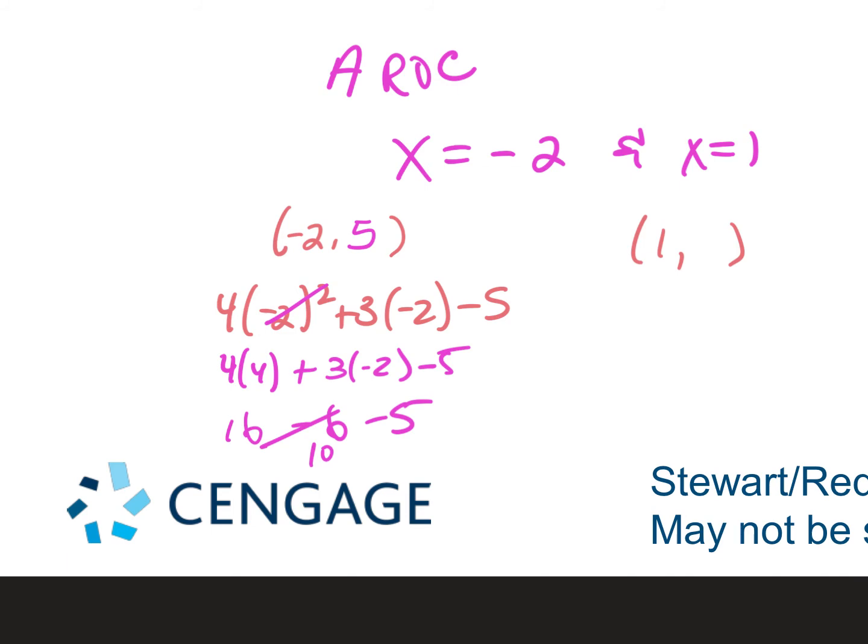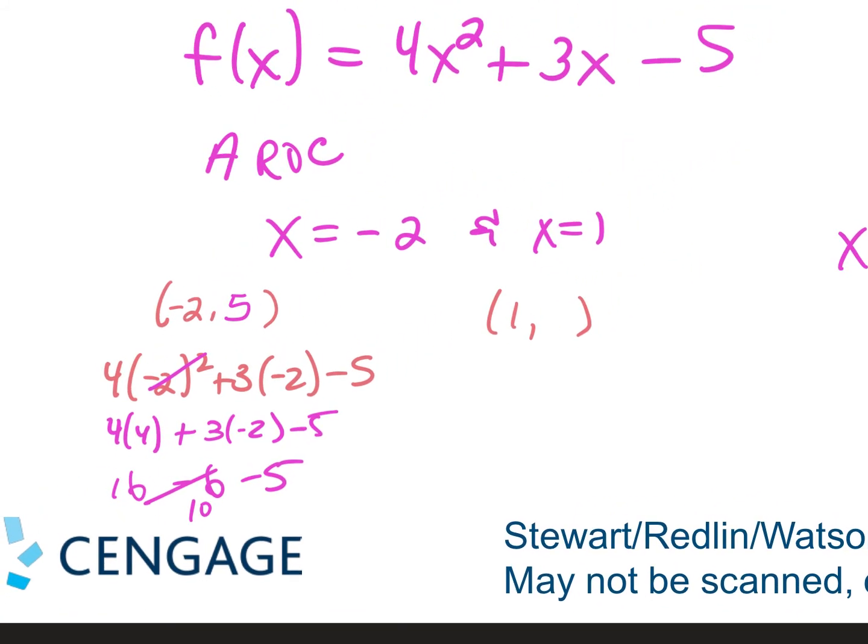So now I'm going to do the exact same thing. I'm going to evaluate this function where x is 1. So I have 4 times 1 squared plus 3 times 1 minus 5. Well, what is 1 squared? 1. Good. Times 4, so I have 4 plus, what's 3 times 1? 3, minus 5. What's 4 plus 3? 7. And 7 minus 5 is 2. All right, have I found the average rate of change between x is negative 2 and x is positive 1 yet? No. How do I do that?